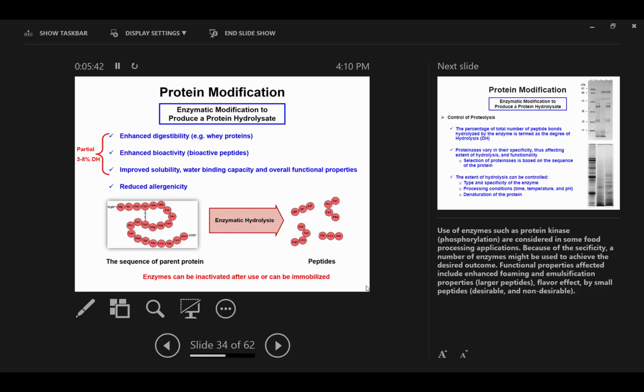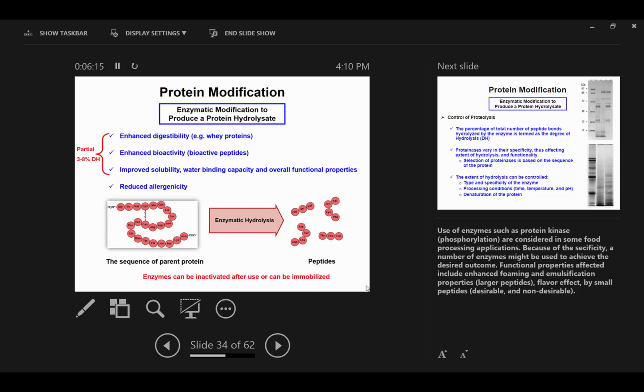Enhanced bioactivity. When you have a protein and you hydrolyze, you release peptides. Some of these peptides, depending on the sequence of the protein and where the enzyme cuts, could be bioactive. That means they have a physiological contribution: anti-inflammatory, antidepressant, satiety promoters, antioxidants. So it depends on what peptides you release. You might have an associated physiological benefit.